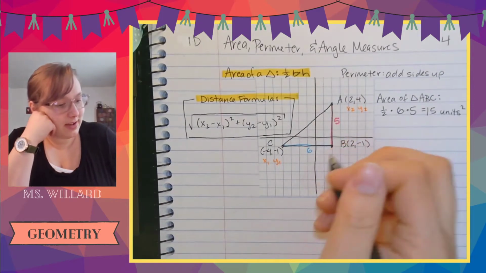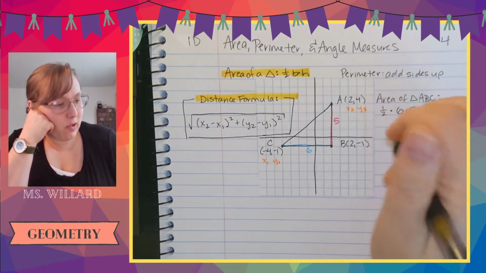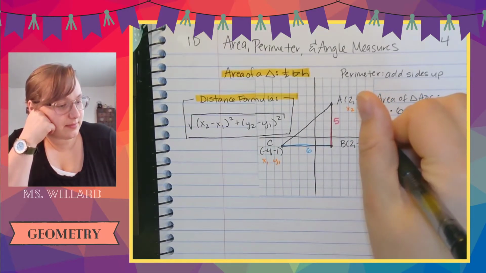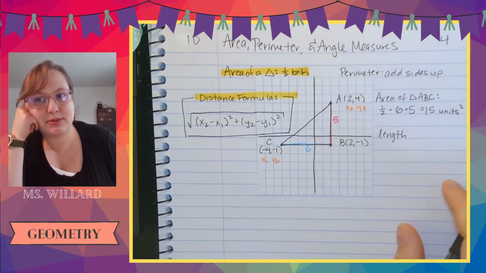So if I wanted to find the length, where am I going to write this? I don't know. Why did I do a little L? Because usually when we do the formula, it's a little L.